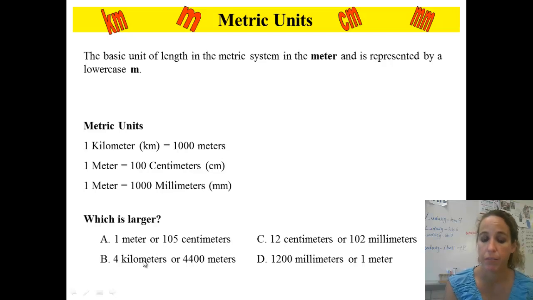Now let's do the same thing for B, 4 kilometers or 4,400 meters. Which one is larger? Hopefully you used the top one. 1 kilometer is equal to 1,000 meters. So 4 kilometers would be how many meters? Yes, 4,000. So 4,000 meters or 4,400 meters, which one's larger? 4,400 meters. I would like you to try C and D on your own to see if you can do them. So take a minute, push pause, and record your answers.